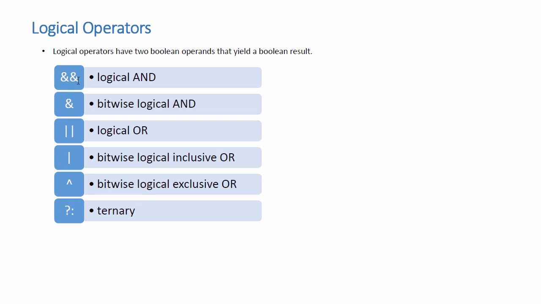This is a bit different from these 5 operators because ternary operator works on 3 operands. Now as these 5 operators work on 2 operands and both the operands must yield a Boolean result, so to get the final result there are some rules for each of the operators, and these rules are known as truth table. Let us first see the truth table for logical AND and bitwise logical AND.